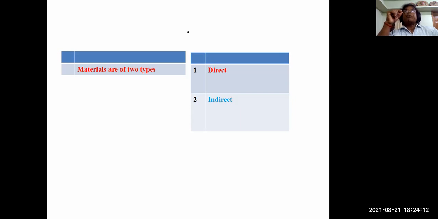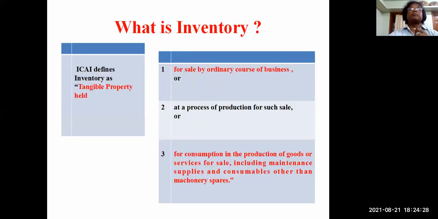And even in labor, I told you the elements of cost. Labor is also direct labor and indirect labor. And one more, expense is also direct expense and indirect expense. But here we are learning only material.